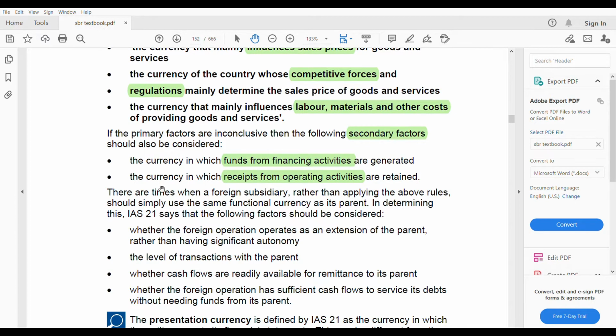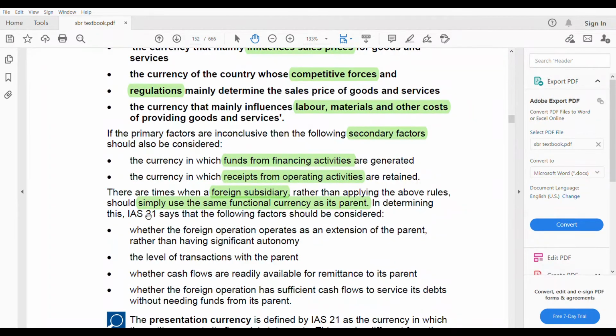Okay? So there are times when a foreign subsidiary, rather than applying the above rules, should simply use the same functional currency as its parent. What does it mean? These four points also you have to know. When the parent and the subsidiary should use the same functional currency, the subsidiary should adopt what the parent is using as functional currency. So the foreign subsidiary should use the same functional currency as the parent.